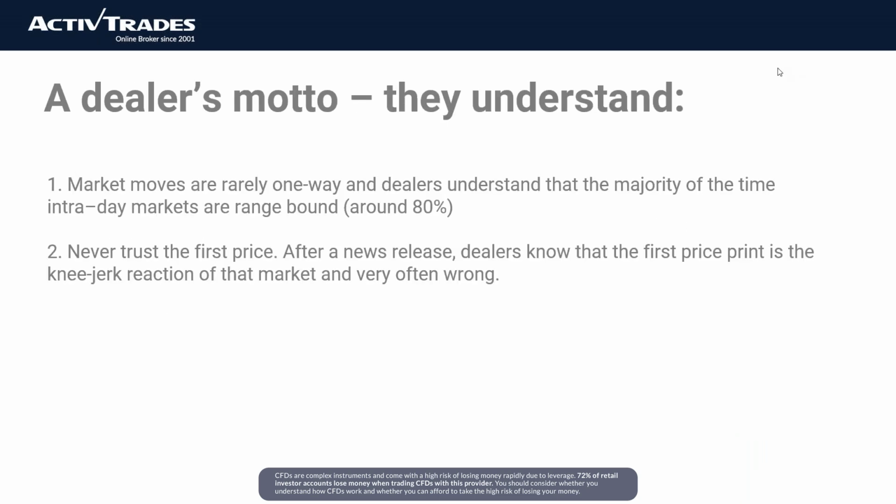Here's a little thing that I learned many years ago, about a dealer's motto and what they understand. Two simple things: they understand that market moves are rarely one way, and that the majority of the time, intraday markets are range bound, around about 80% of the time. So four days out of five, they are generally range bound. Now we can get into depth about how you define a range in terms of an intraday, but for the moment we will work on the fact that 80% of the time intraday markets are range bound. They also know that they should never trust the first price.